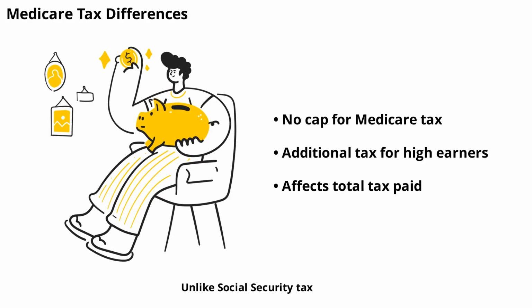Unlike Social Security tax, Medicare tax does not have a wage-based limit. You continue to pay Medicare tax on all your earnings, no matter how high your income goes. In fact, there's an additional Medicare tax for very high earners. This distinction is important because it means that while your Social Security tax stops at the wage base, your Medicare tax continues, affecting your overall tax burden.